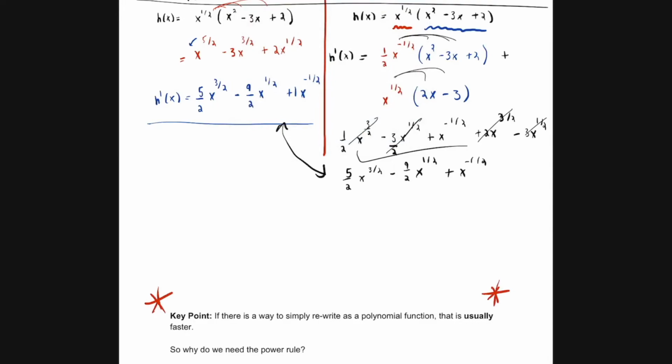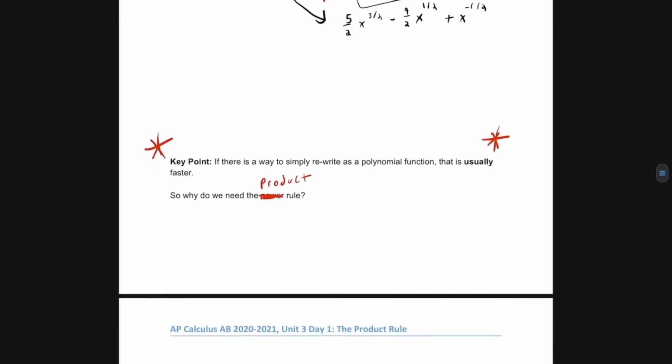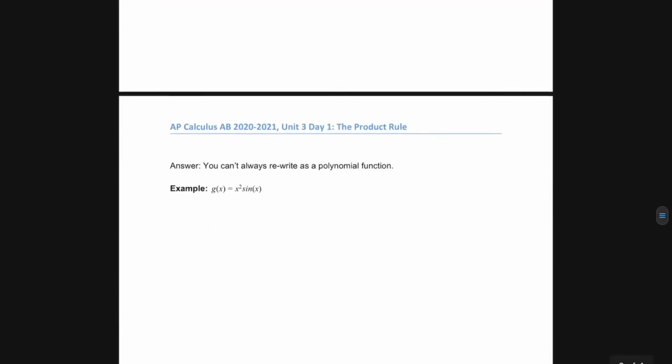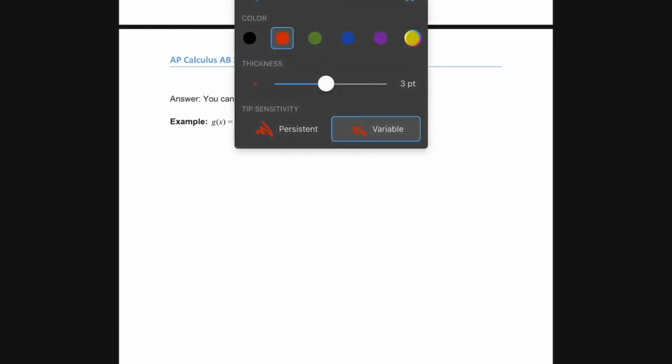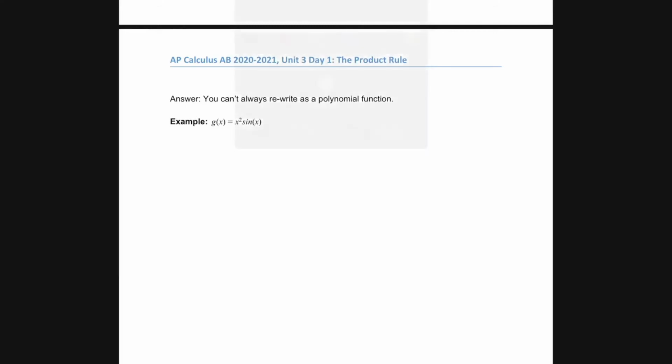So why do we need the product rule, if it's usually easier to rewrite? The answer is you can't always rewrite. So here's our last example that we'll end on today. If you had x squared sine of x, there is no rewriting that as a polynomial function because it's not a polynomial function. It's a trigonometric function. We cannot simplify this any further. We have to use the product rule.